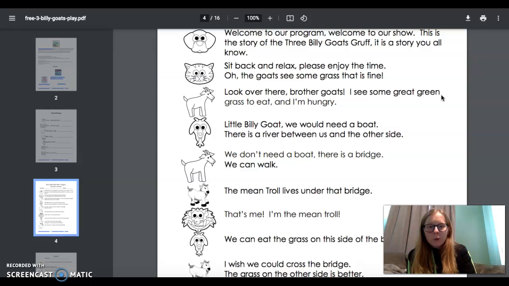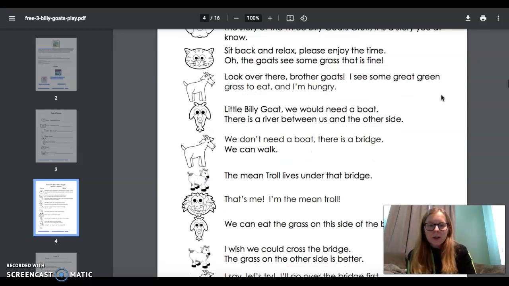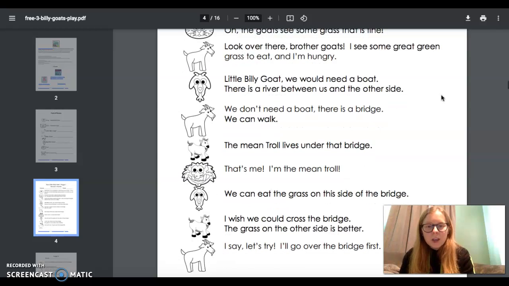Little Billy Goat, we would need a boat. There is a river between us and the other side. We don't need a boat. There's a bridge. We can walk.